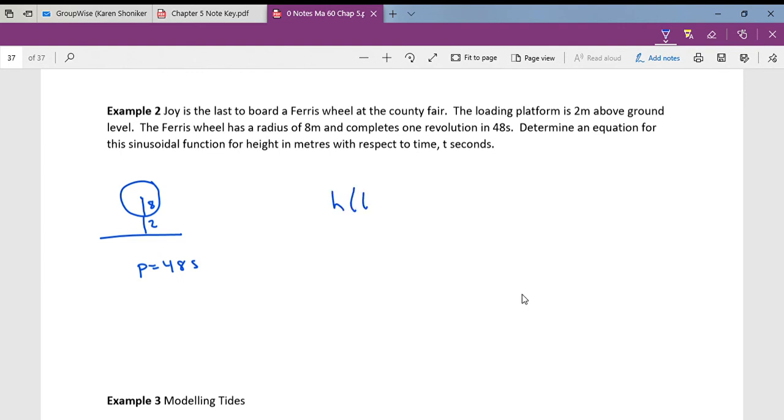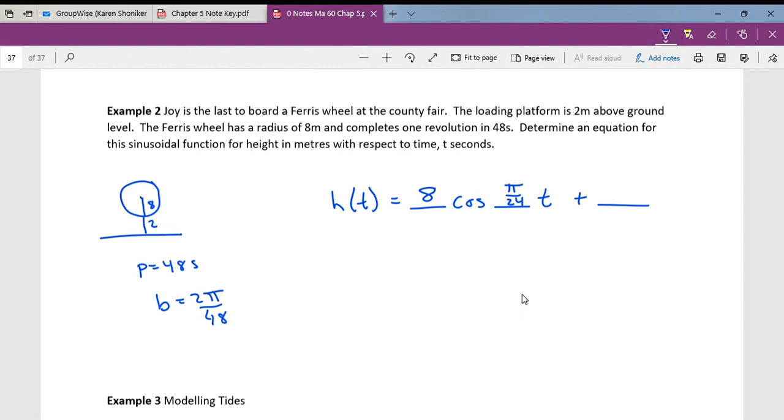So height as a function of time equals, so I need an a value, and then I'm going to do cos, and then I need a b value of t, plus I need a d value. So to figure this out, the first thing I'm going to figure out is amplitude. Amplitude is always the radius, so it's going to be 8. My b value is always going to be 2 pi divided by the period, so it's going to be pi by 24.